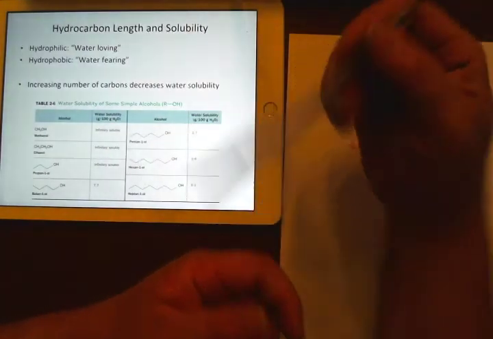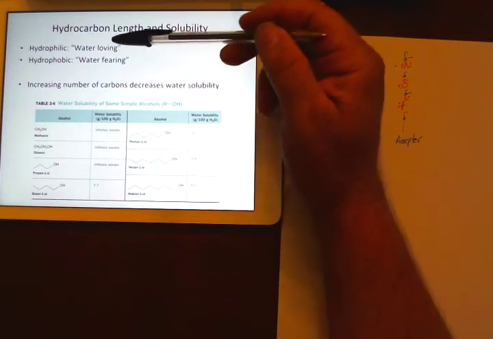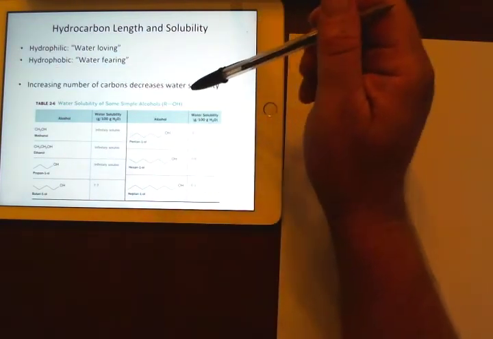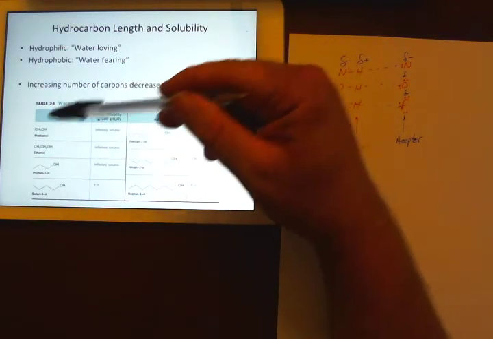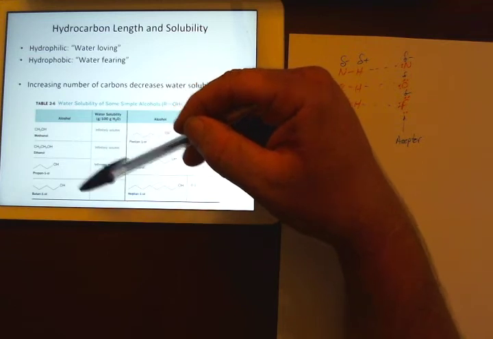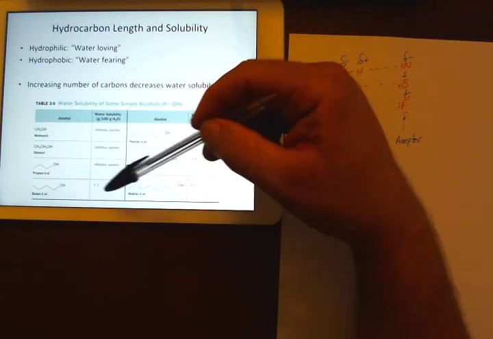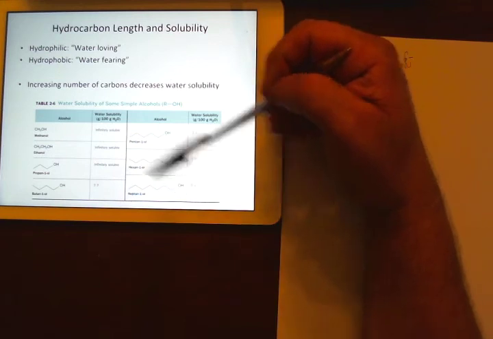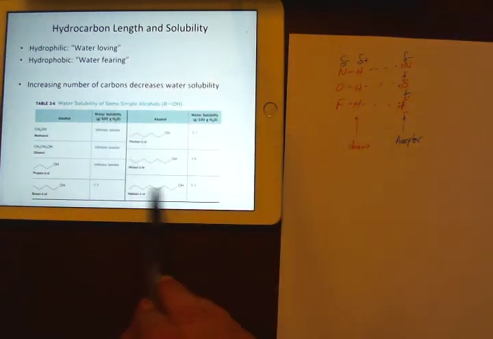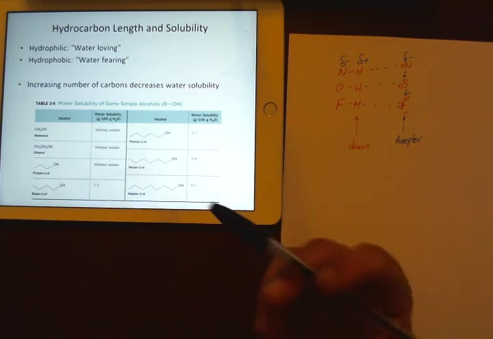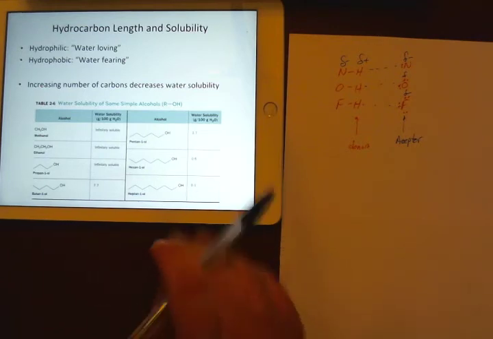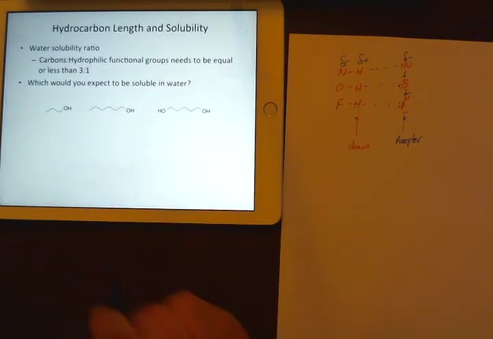So for hydrocarbon length and solubility, right? You've got hydrophobic, hydrophilic. Increasing the number of carbons decreases the water solubility. If you have one alcohol group, up to about 3 carbons, soluble, no problem. But if you have 4, you're starting to reduce the solubility. 5, 6, 7. Once you're at 7, you have almost no solubility in water. What's happening is this long carbon chain, the dispersion forces are starting to get much more significant, and it's able to swamp out the OH, the hydrogen bonding here.